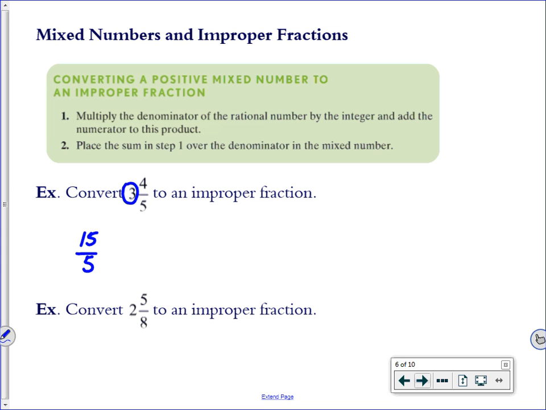So 3 as a whole number is the same as 15/5. Plus there's the 4/5 piece that's there as an extra little bit shaded, and so in the end, this is the same as saying 19/5. That's what 3 4/5 is as an improper fraction.